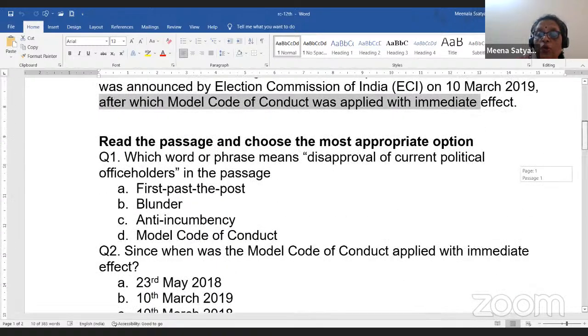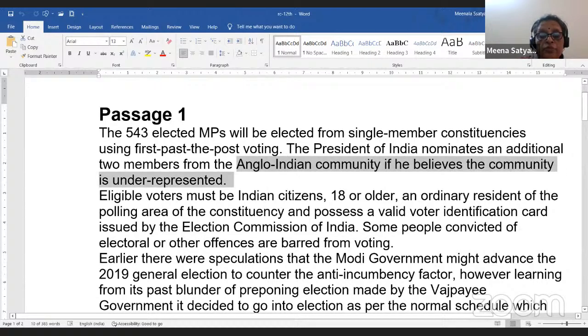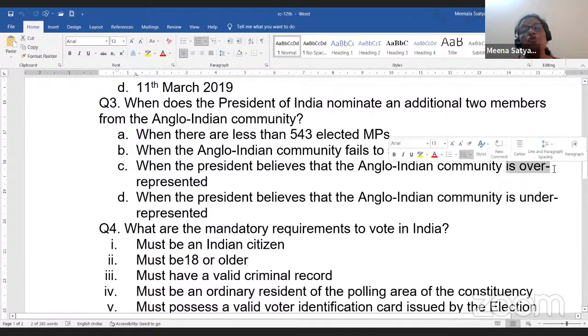So let's go about to any Anglo-Indian community in the passage. Now, if you go to Anglo-Indian community in the passage, you will notice it's in the very first paragraph only. So what happens here is the 543 elected MPs will be elected from the single member constituencies. The President of India nominates an additional 2 members from the Anglo-Indian community if he believes the community is underrepresented. You have underrepresented there. So let's go back to the answer. Yes, you have this underrepresented. You have over also, but you know very well the answer is under. So it is the 4th one.